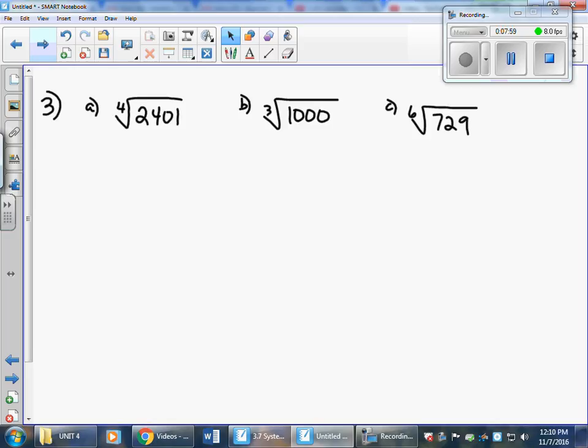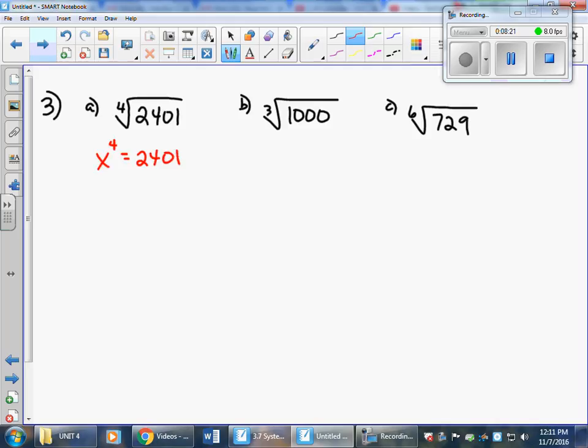All right, here's number 3. This gets a little bit more complicated now. Now, the beautiful thing about these, because we have numbers, this can all be done in your calculator. So if they're asking for the fourth root of 2401, you can simply put it into your calculator and do the fourth root of 2401. What you're looking for is what number to the fourth power is 2401.